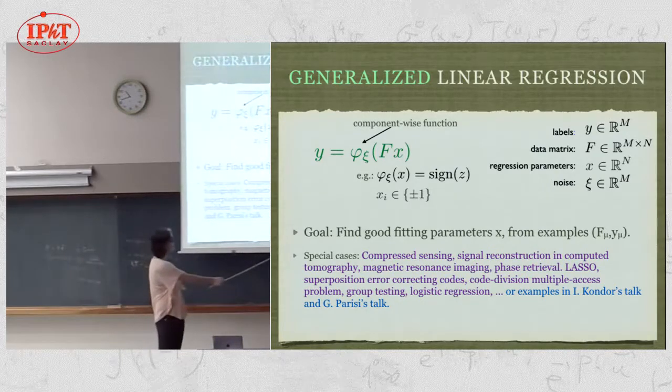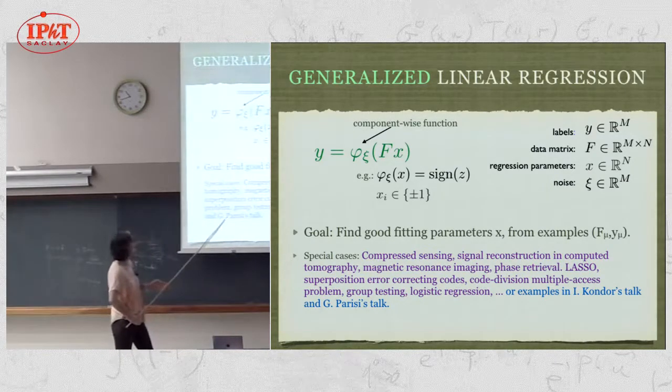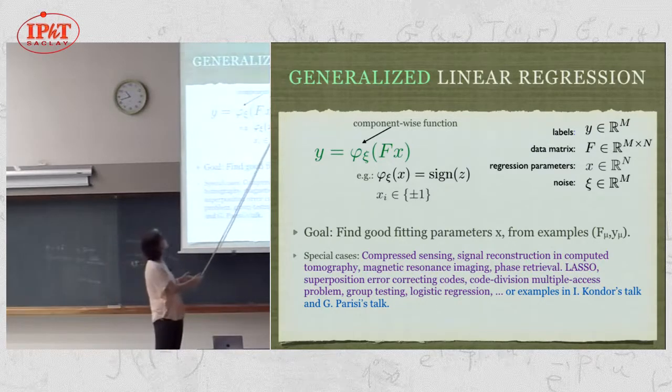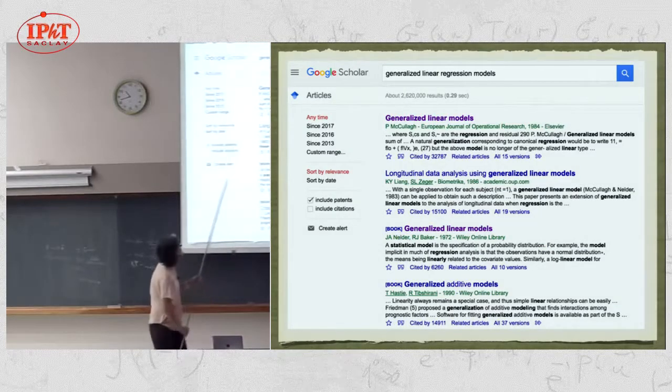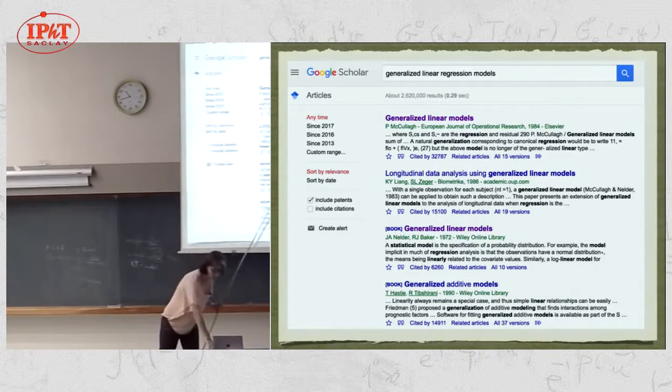And the problem that Imre was talking about yesterday and the perceptron Giorgio will talk about tomorrow, all that can be stated in this. But so far I didn't say anything. This is just a definition, right? This is just to say that indeed this generalized linear model is something used in science pretty much everywhere.